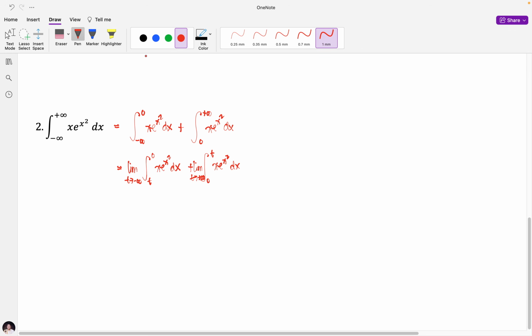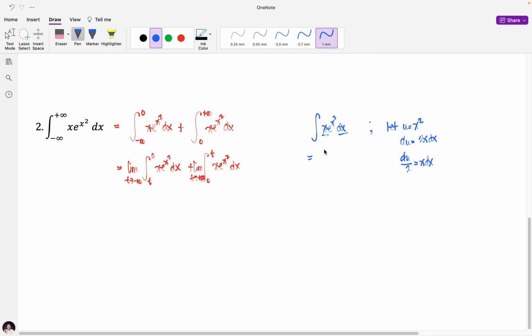So I will first solve muna the indefinite integral, kasi I think we will use substitution here. So using indefinite integral muna, integral of x e raised to x squared dx. So we let u be equal to x squared. So this is by u substitution. So du is equal to 2x dx. That means that du over 2 is equal to x dx.